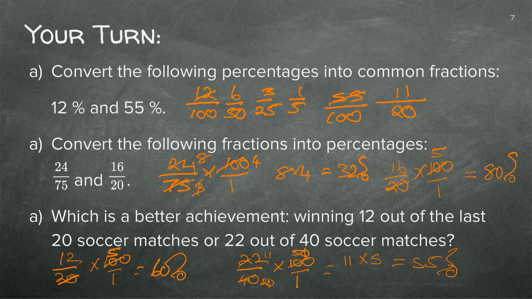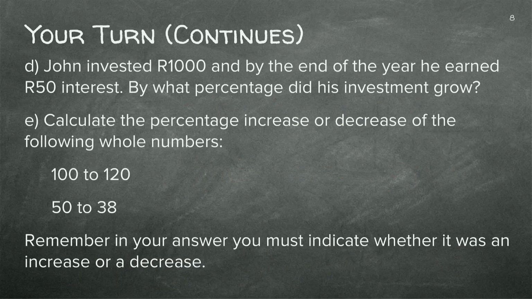So now what is your answer? What is better? To win 12 out of the last 20 soccer matches or 22 out of 40 soccer matches? So you're going to write it is better, because remember it's a word problem. You're going to write it is better to win 12 out of 20 soccer matches. Well done if you got this one correct. So we've got another page.